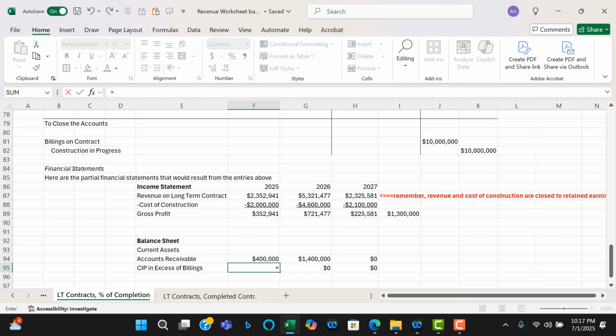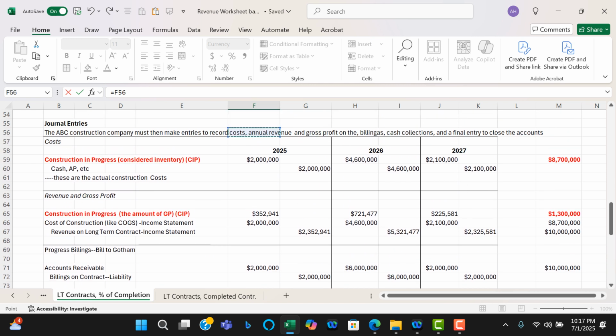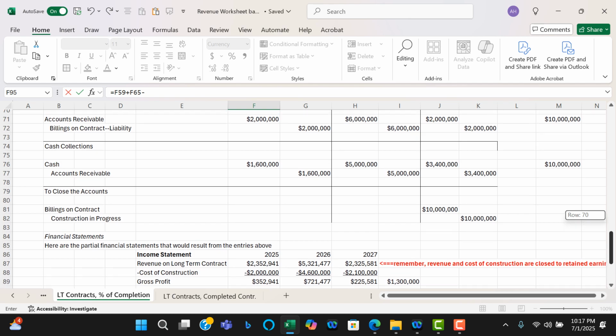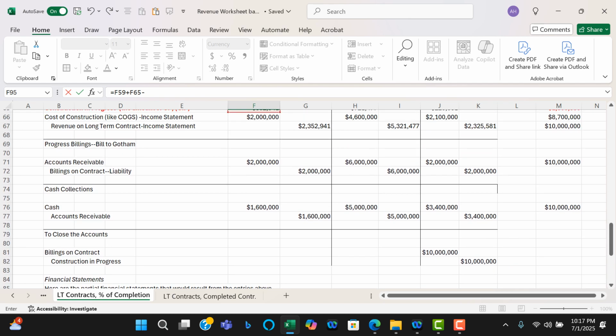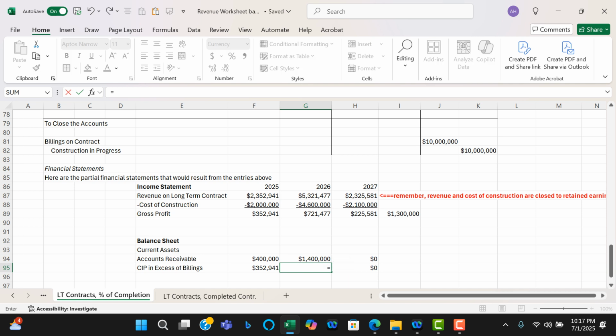Okay, so at the end of 2025, what you have is construction in progress of 2 million plus, that's the cost, plus your gross profit, minus your billings on contracts of 2 million right there. So you're going to show an asset of 352,941.